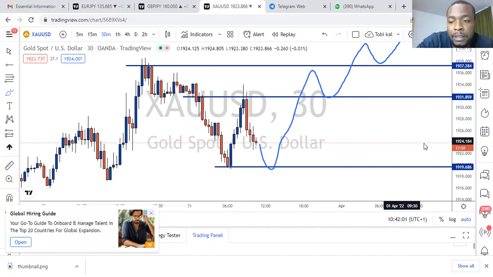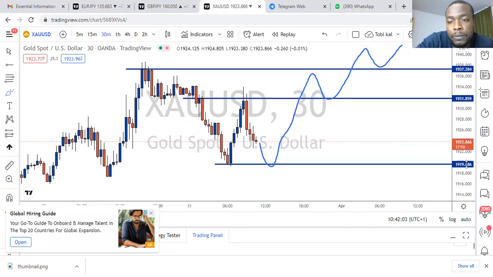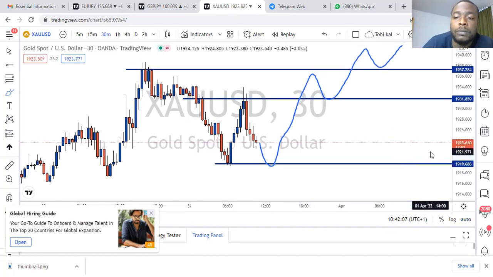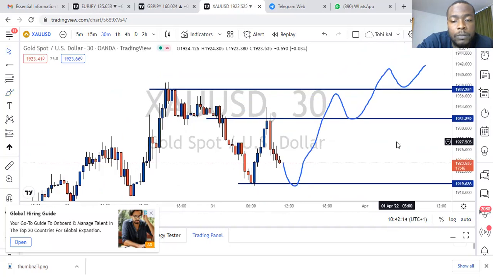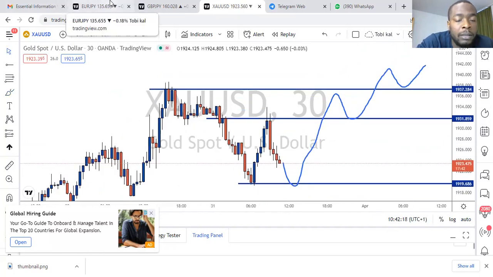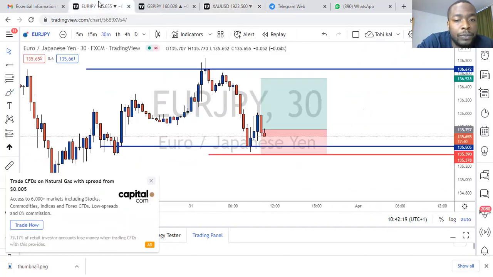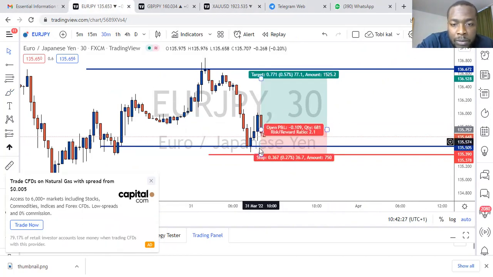So this is how I think it will play out. This is how I think it will play out, actually. But let's see. I'm not the market. Let the market do what it will do. Okay, good. I'll keep my eyes on this one. We'll just keep watching.